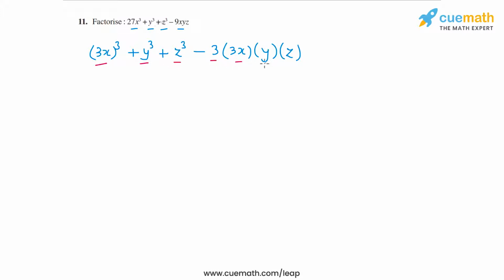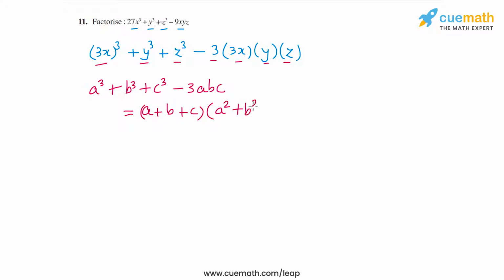minus 3abc. So a cube plus b cube plus c cube minus 3abc is the form of this expression, and this can be factorized as a plus b plus c times a square plus b square plus c square minus ab minus bc minus ca. So this is the standard identity that we're going to use to solve this problem.